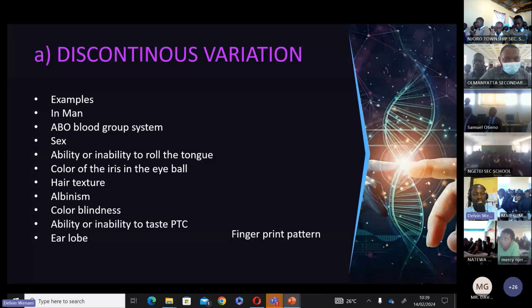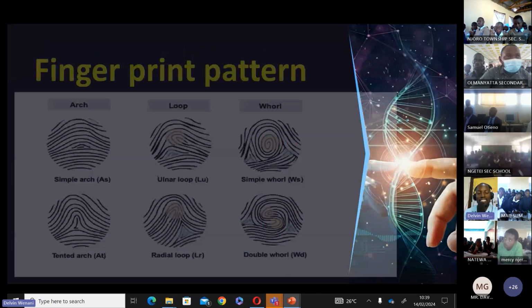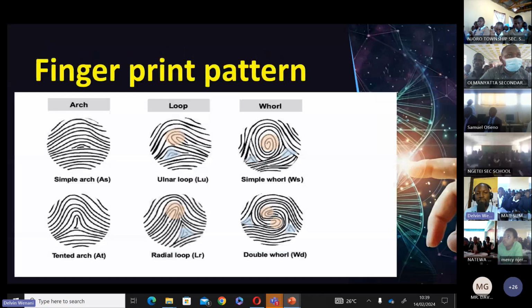I talked about fingerprint as continuous, but we have what we call fingerprint patterns. And I want to show you, these are the fingerprint patterns. The patterns are very specific. It's either you have an arc, a loop, or a whorl. When you look at your fingerprints, it's either an arc, a loop, or a whorl. In terms of pattern, it is discontinuous. But it can be an arc, it can be a loop, but different loops. It can be a whorl, but different whorls.